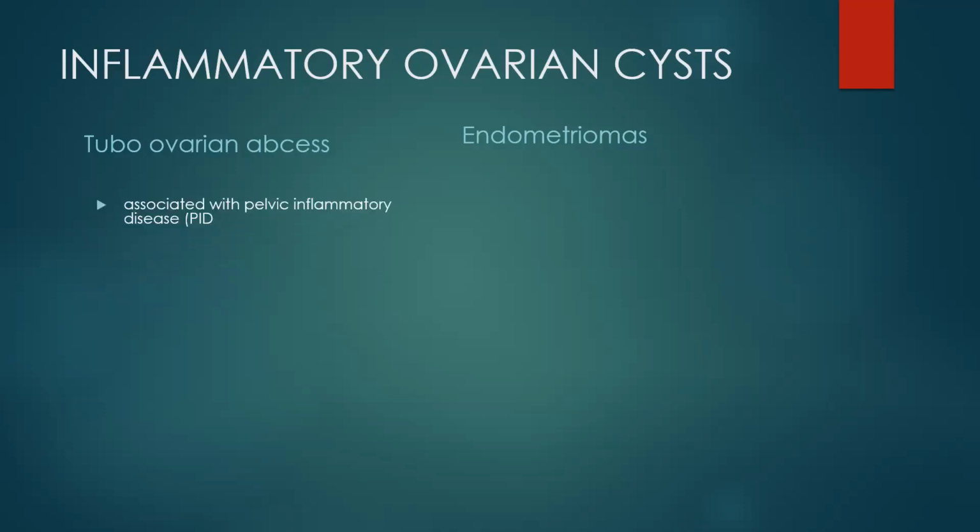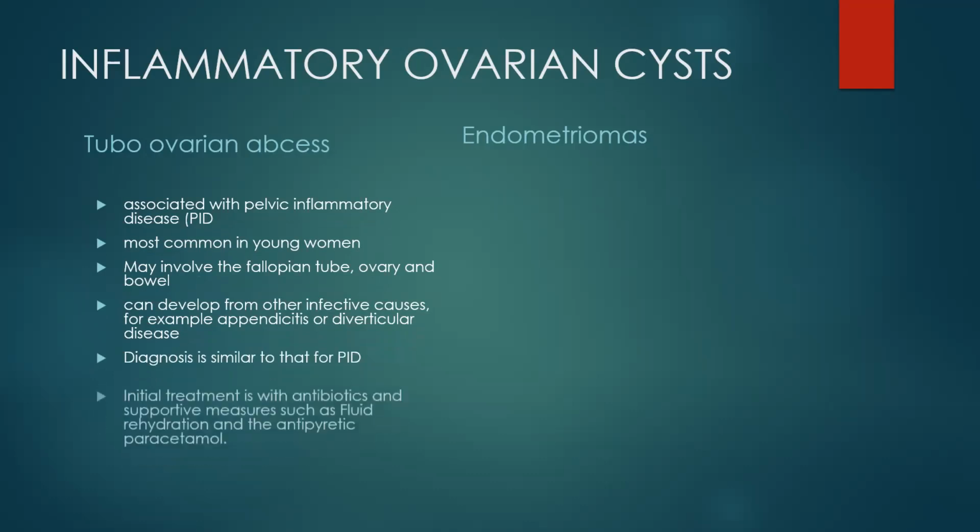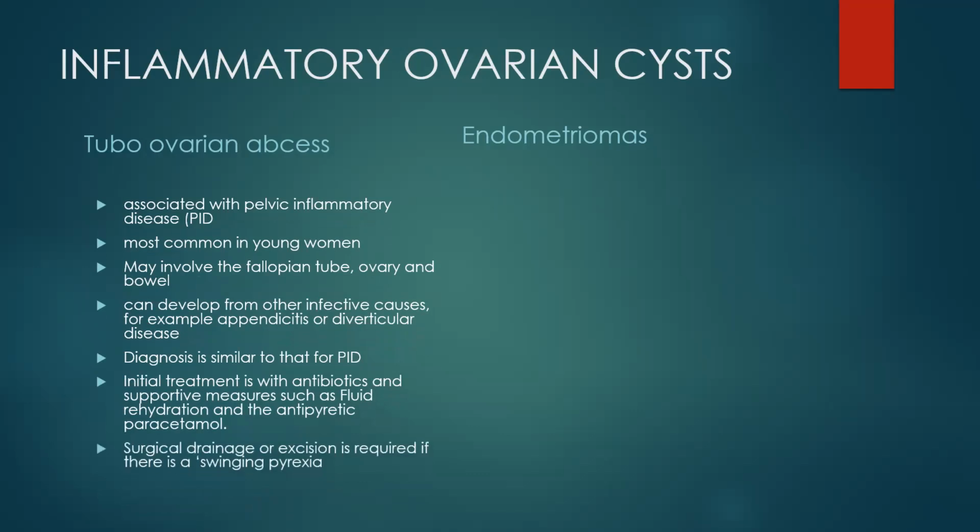Then comes the tubo-ovarian abscess. As I have mentioned, these are associated with pelvic inflammatory disease, you can see from the history what type of cyst can be there. Most common in young women, may involve the fallopian tube, ovary, and bowel. Can develop from other infective causes, for example, appendicitis or diverticular disease. Diagnosis is similar to that of pelvic inflammatory disease. Initial treatment is with antibiotics and supportive measures such as fluid rehydration and the antipyretic paracetamol. Surgical drainage or excision is required if there is a swinging pyrexia and you see a clear sign of abscess, then you have to do the surgical drainage.